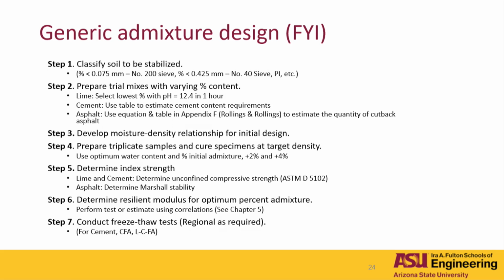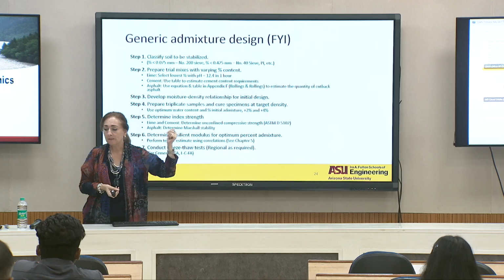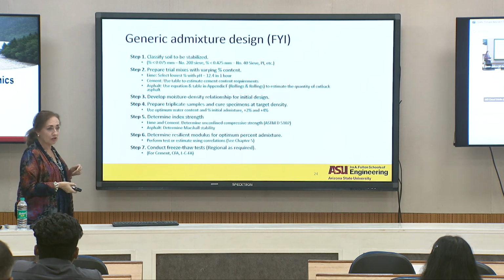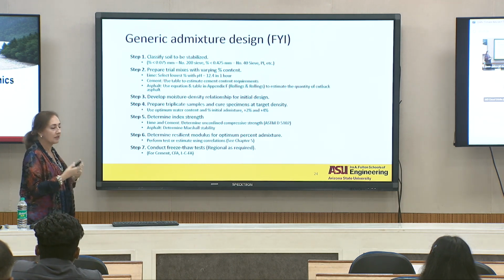If you are using lime, you select the lowest percent with a pH of 12.4 in an hour, and that you can get. And if you're using cement, use a table to estimate the cement content requirements, and there are tables available for that. If you're using asphalt, there are equations and tables in Rollings and Rollings, okay, that I had as the reference at the end of the lecture, in which you can estimate the quantity of the cutback asphalt that you need to use. So all of them are things that are available.